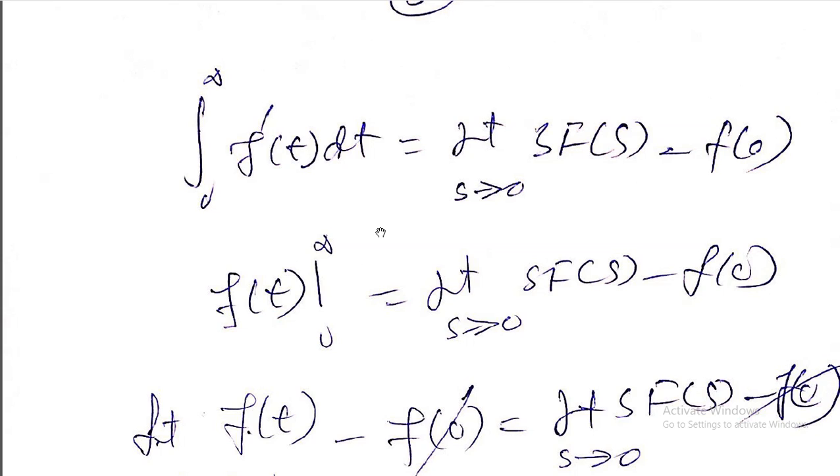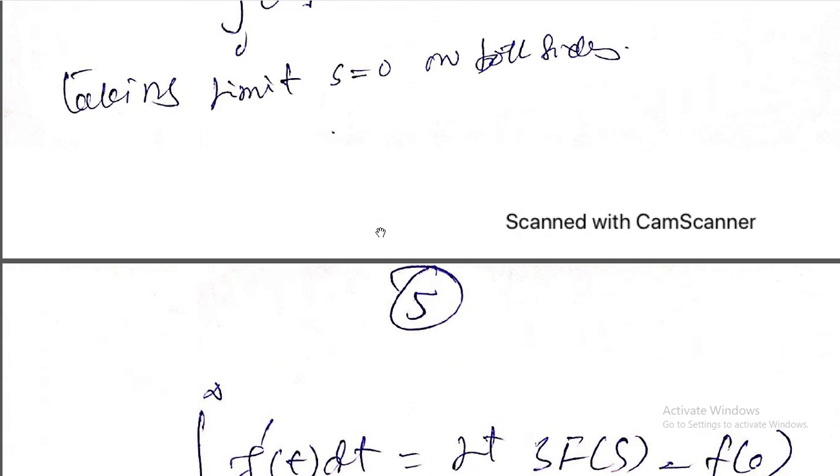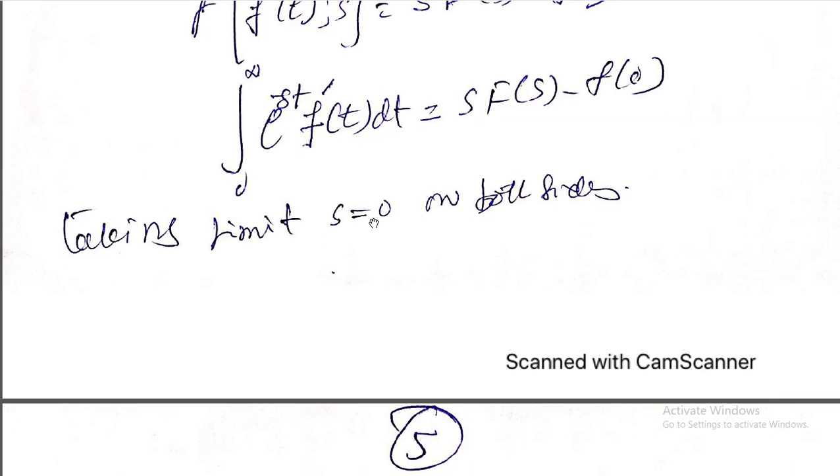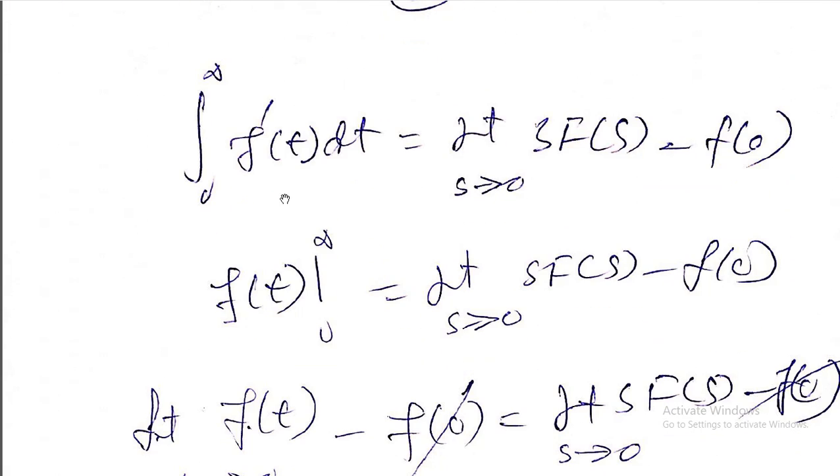So how does f'(t) remain? When you put s equal to 0, the term e^(-st) becomes e⁰, and e⁰ is equal to 1. So we just have the integral from 0 to infinity of f'(t) dt. The integral of f'(t) is f(t), and the limits are 0 to infinity.